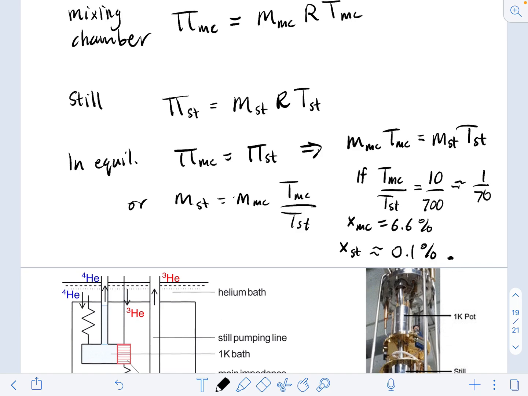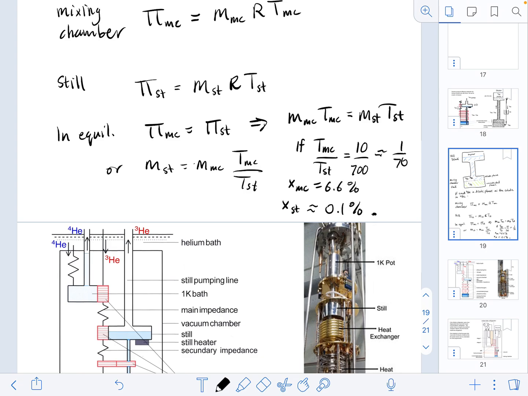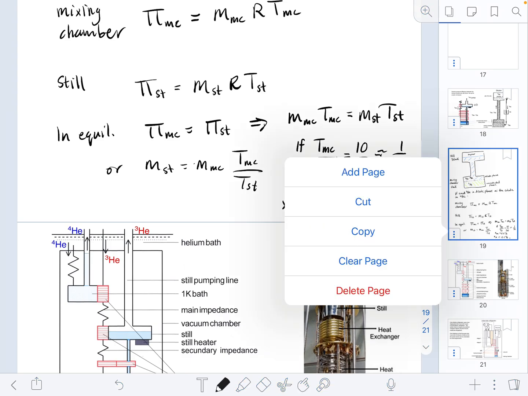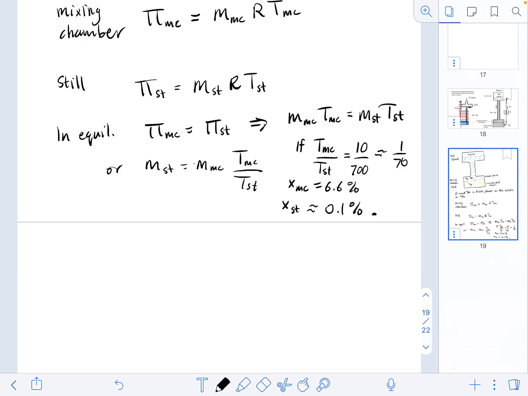Sorry, let me see if I can add a slide here. Okay, good.